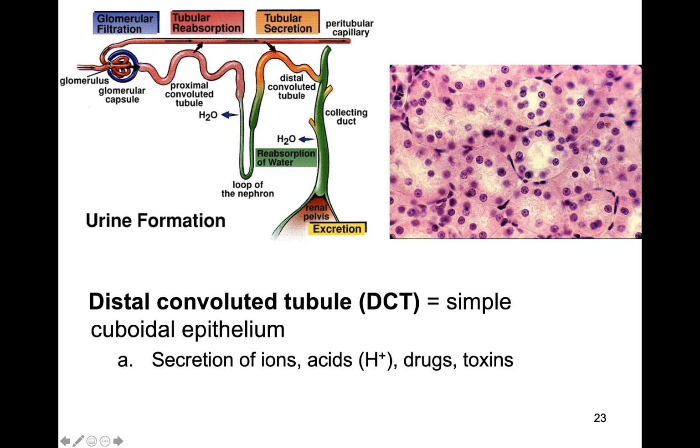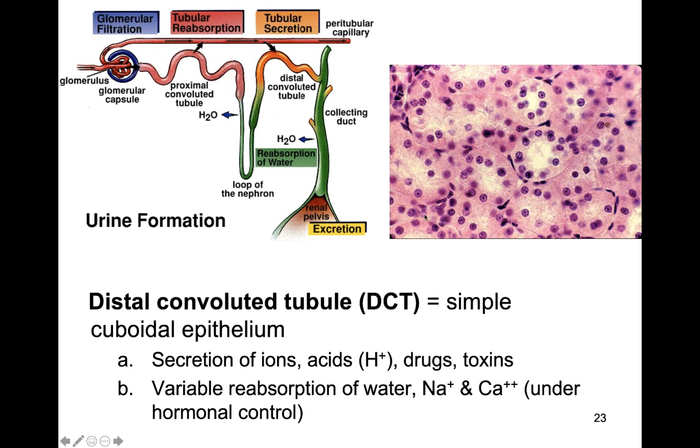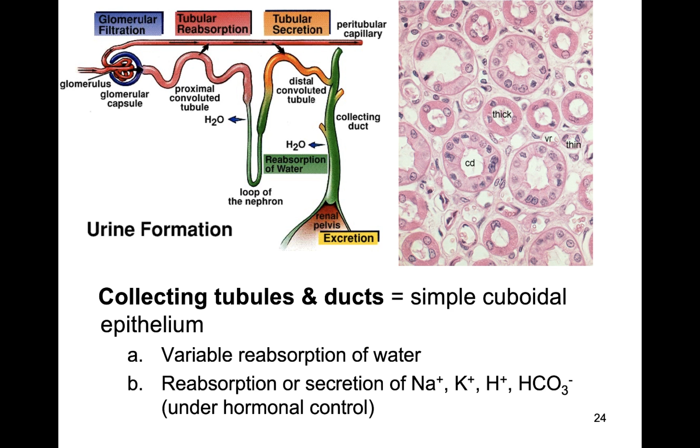So on this picture, you can see glomerular filtration happening right here. Reabsorption happening through the proximal convoluted tubule, some happening in the loop of Henle, and then the distal convoluted tubule, it's the tubular secretion, which means it's going to go to the collecting duct. The way you can differentiate between the distal convoluted tubule and proximal convoluted tubule under the microscope is the proximal is going to have microvilli. Collecting tube or the duct, it's going to be simple cuboidal epithelium, and there is some reabsorption of water there, and there is reabsorption or secretion of the ions, and it's under hormonal control.